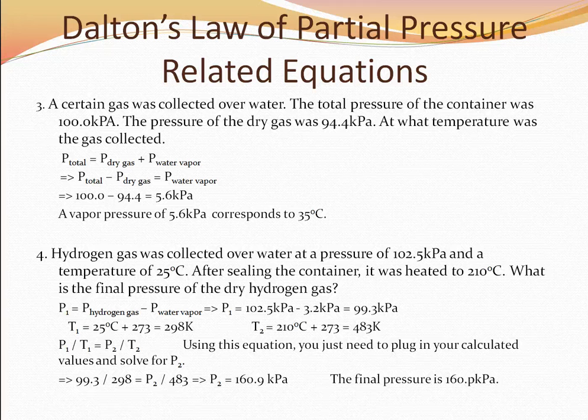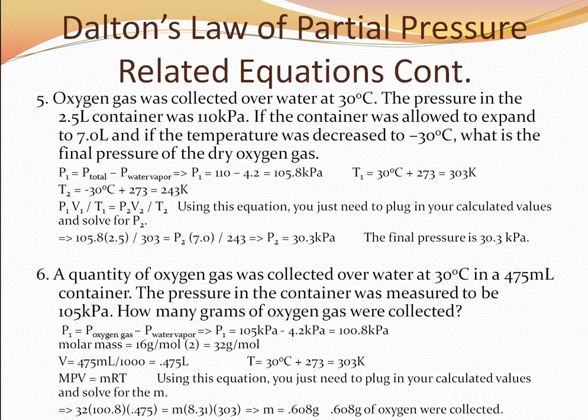Because everything else is constant, you can use the equation P1 over T1 equals P2 over T2, and then just plug in what you calculated or what you were given. So 99.3 kilopascals over 298 Kelvin equals P2 over 483 Kelvin. Then you just need to rearrange that equation to solve for P2, and you get 160.9 kilopascals. So the final pressure of the dry hydrogen gas is 160 kilopascals.